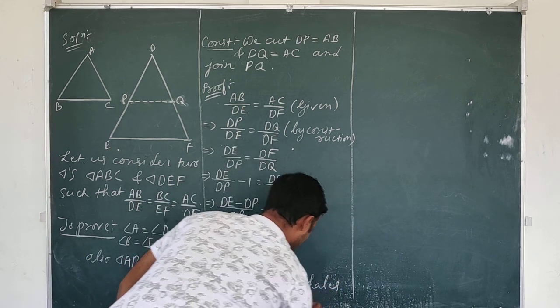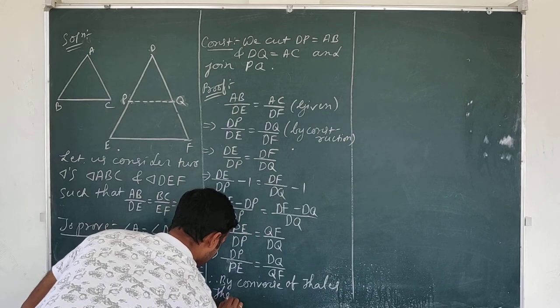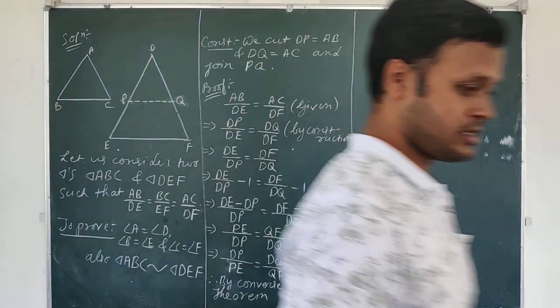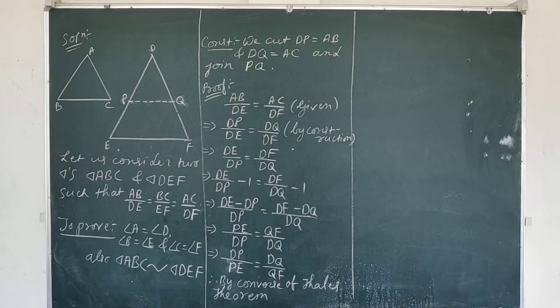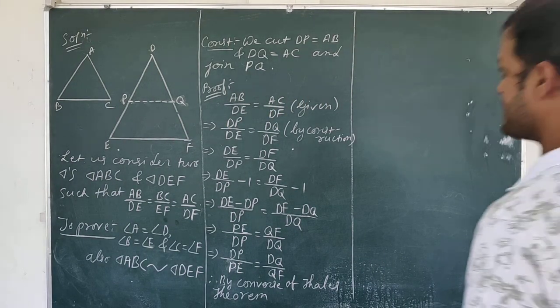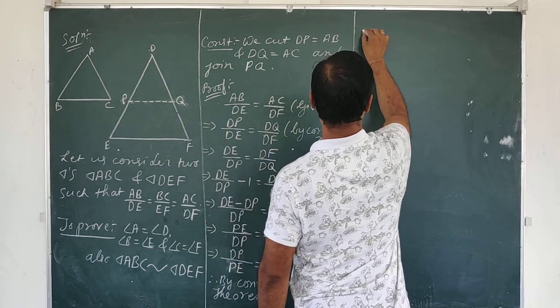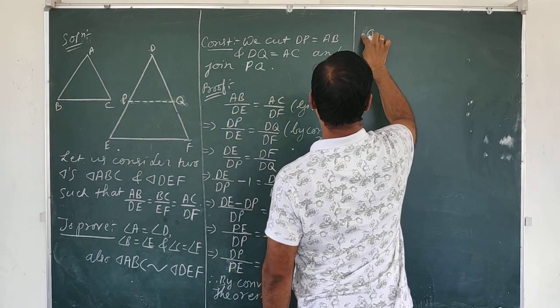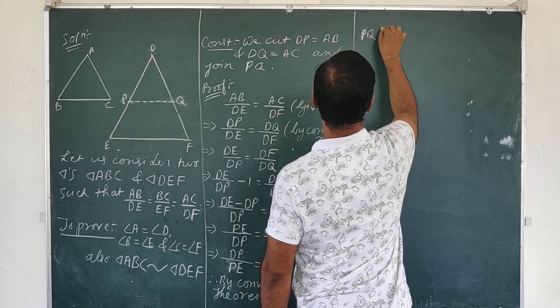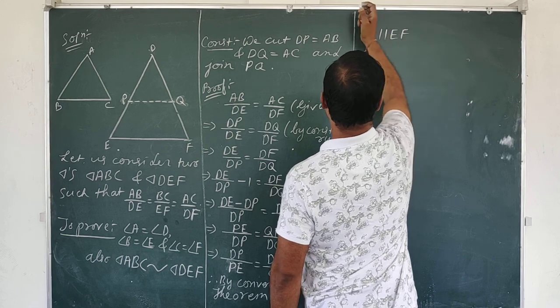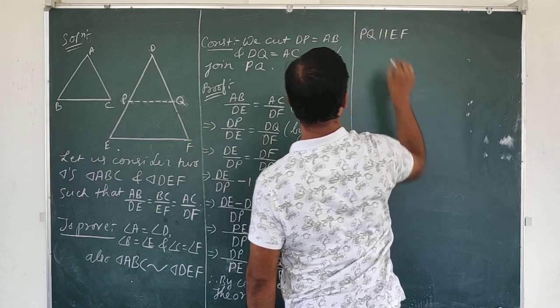Now by the converse of Thales theorem, just see, PQ is parallel to EF, isn't it? PQ is parallel to EF.